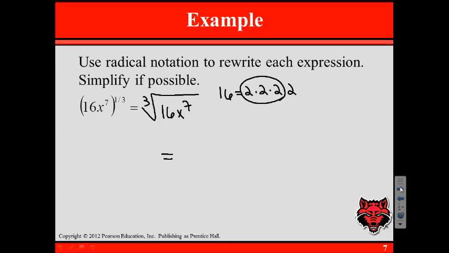So in the next line, I get to bring the group to the outside, so I have a 2 on the outside, but I have a 2 that's stuck underneath because it didn't form a group.